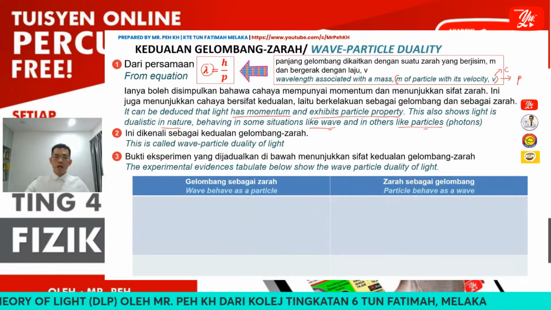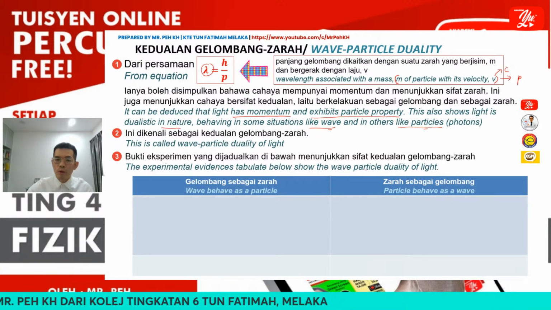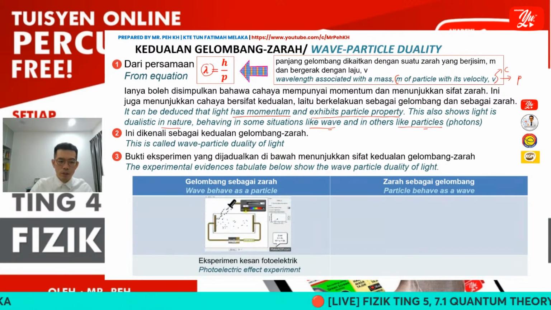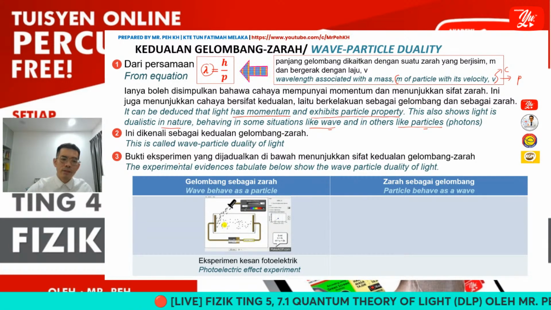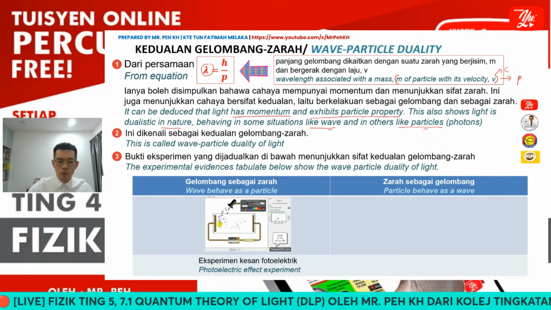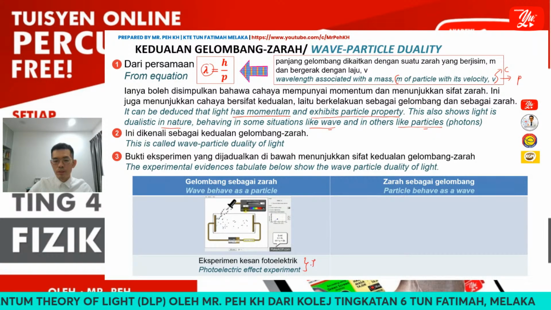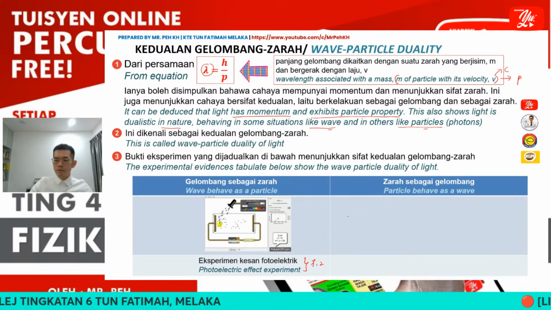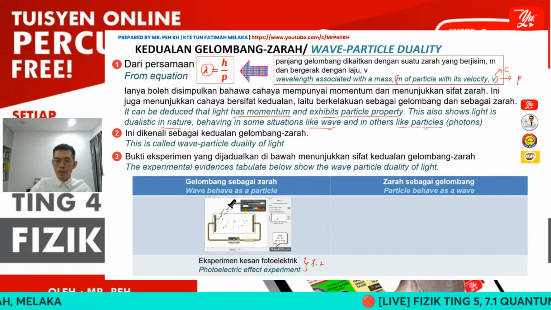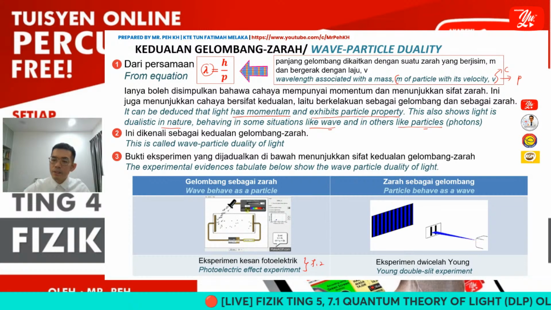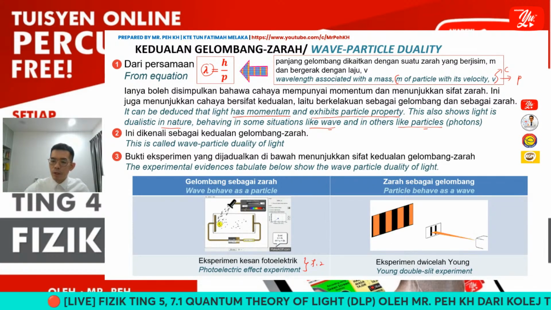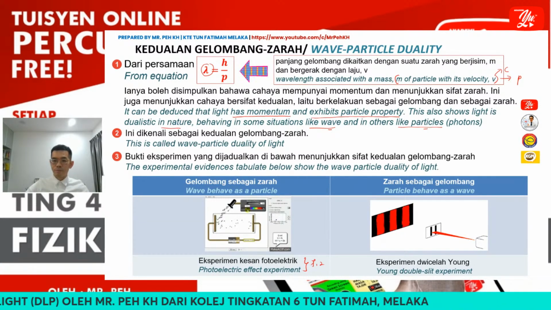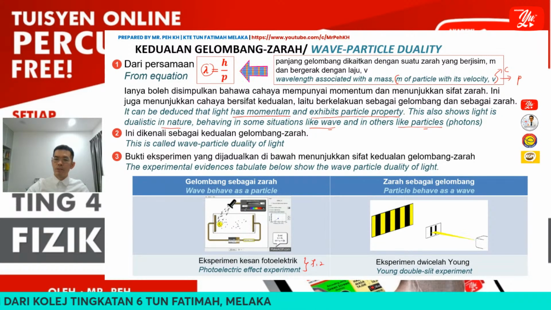Okay, so the experimental evidence tabulated below shows that waves can behave as particles and particles can behave as waves. The experiment showing that waves behave as particles is the photoelectric effect experiment. This experiment will be discussed in detail in subtopic 7.2, where it was explained by Einstein. Then another experiment is the Young double slit experiment, which is able to show the interference and diffraction of waves, showing that particles can behave as waves.